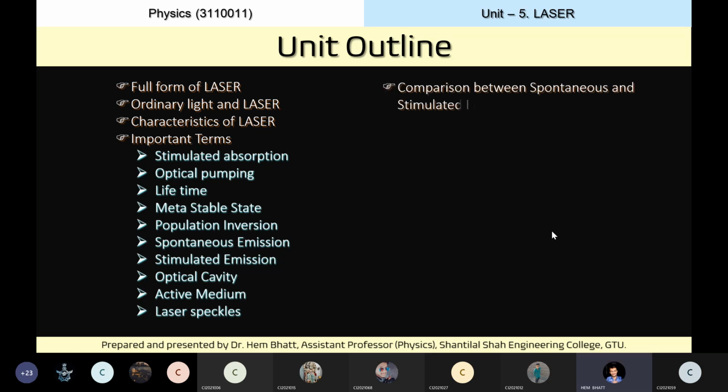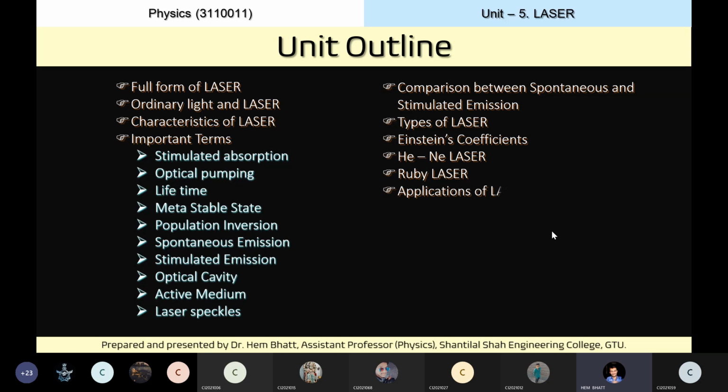Then comparison between spontaneous and stimulated emission, then types of laser, then Einstein's coefficient, that is helium neon laser and ruby laser are topic left to be done, and applications of laser we dealt with last time. So this is the unit 5 laser.